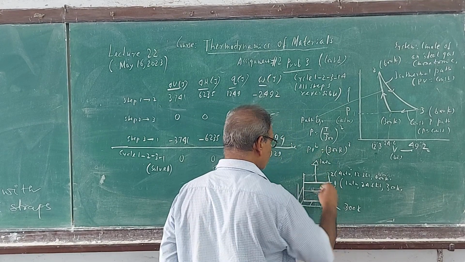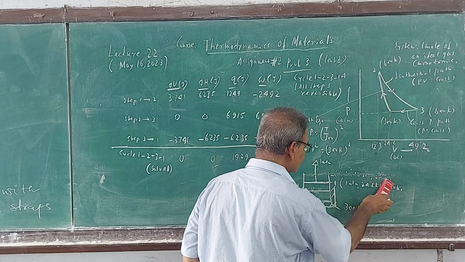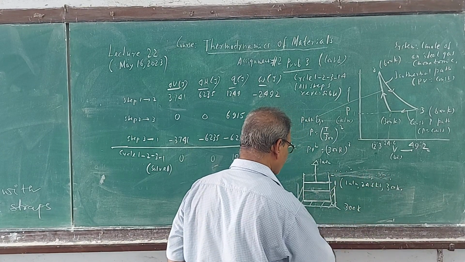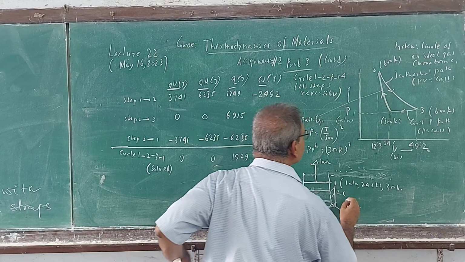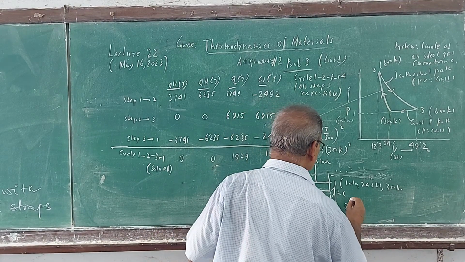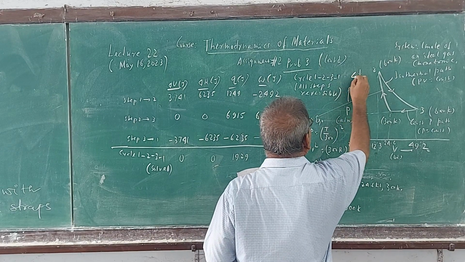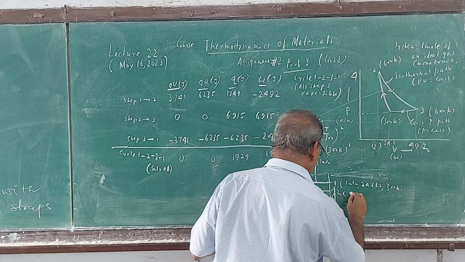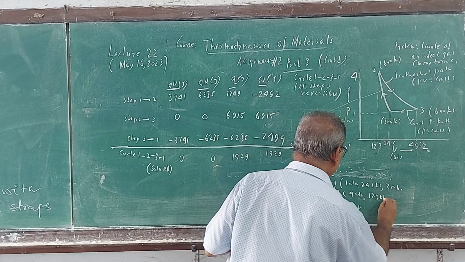It is a compression, so it will go downwards. I am very sorry, I lost time here. State 2 is: 600 Kelvin, and pressure is 4 atmosphere, right? It will be 4 here, 4 atmosphere, 12.3 liter.